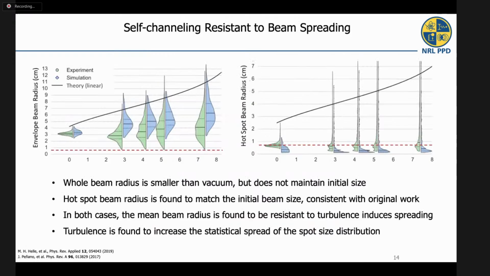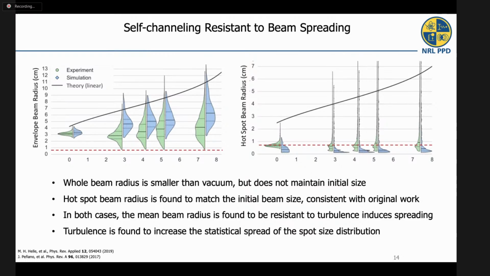Okay, so we've done that. Now we're looking at the actual beam profile itself. What we found initially is that the whole beam radius is indeed smaller than that of vacuum, but it doesn't quite maintain its initial spot size.